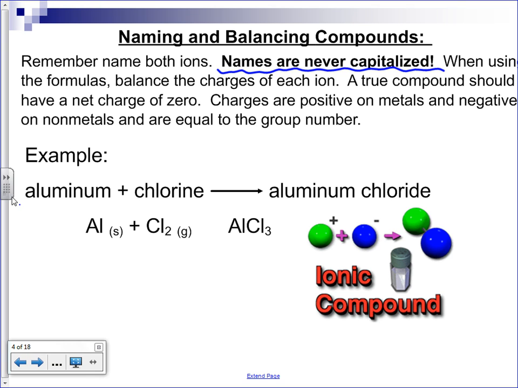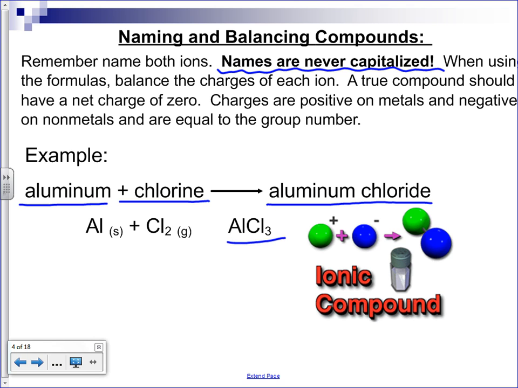If I have aluminum reacting with chlorine, the name of this compound is aluminum chloride. Do I put in there anywhere that there are 3 chlorines in that compound? No. That's another mistake that people tend to make, putting in prefixes. We don't put prefixes on ionic compounds. Prefixes are used on molecular compounds, but not on ionic. The reason for that? There's only one possible combination for aluminum and chlorine.